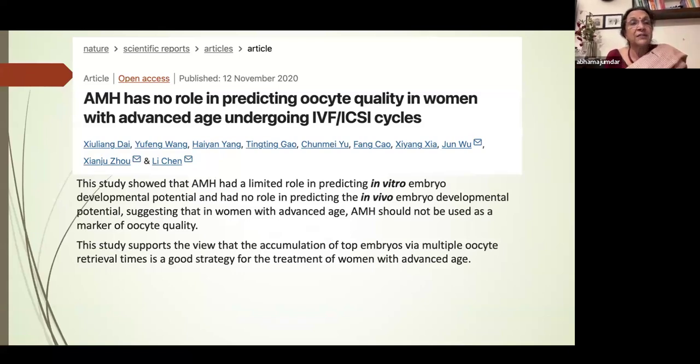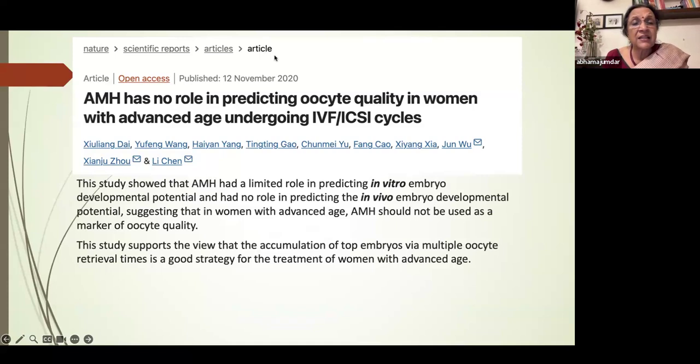This is an open access article, and this is in Nature. Nature is a very reputed journal with a very high impact factor. So what did this say? And open access journals are available to everyone to read. AMH has no role in predicting oocyte quality in women with advanced age undergoing IVF-ICSI cycles.